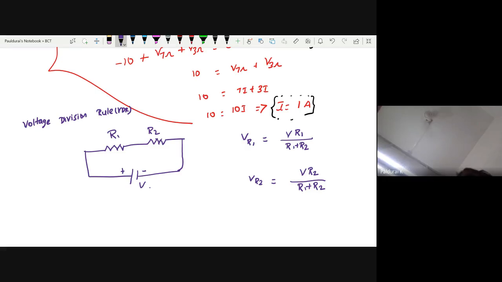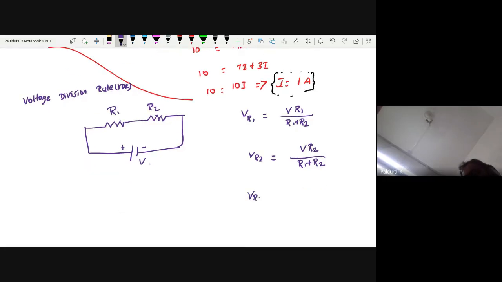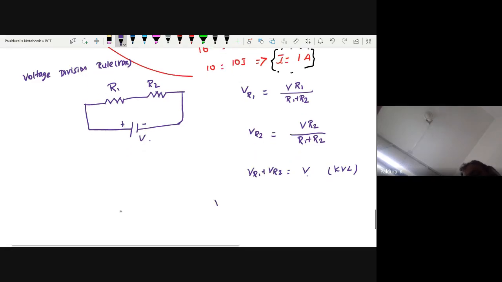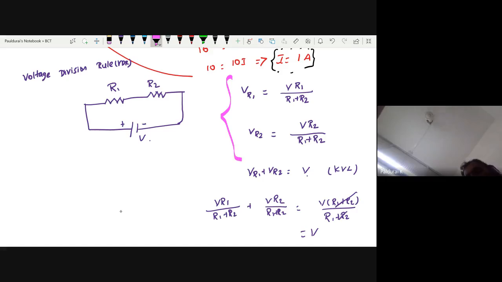Now, if you will add VR1 plus VR2, what you will get? VR1 plus VR2. Obviously, what you want to get? You want to get V, right? This is from KVL. Applied voltage is equal to sum of dropped voltages. Can you add these two? V into R1 divided by R1 plus R2 plus V into R2 divided by R1 plus R2. So R1 plus R2 into V, so these two will cancel. So you will end up with V. So it satisfies, right? So it is satisfied. So now this is the voltage division rule. It's very important. Okay, the flow is very important.